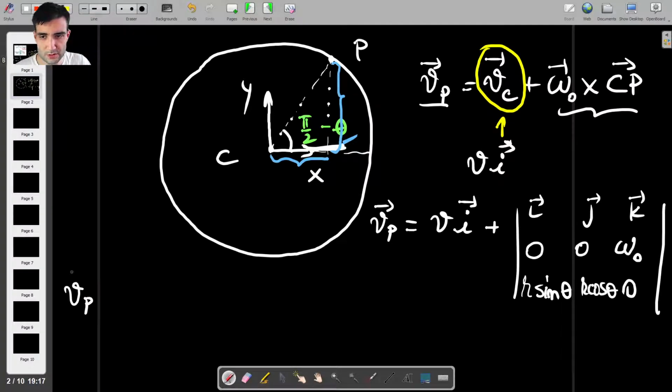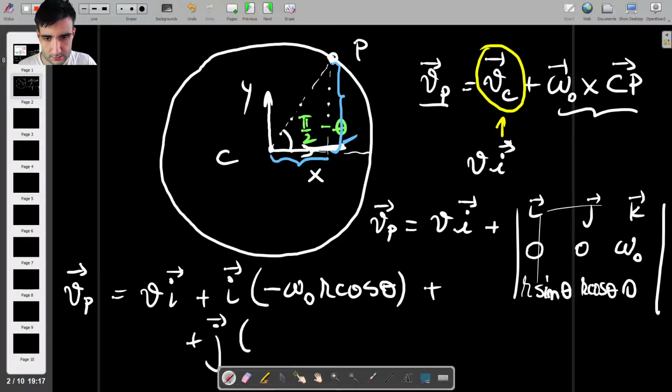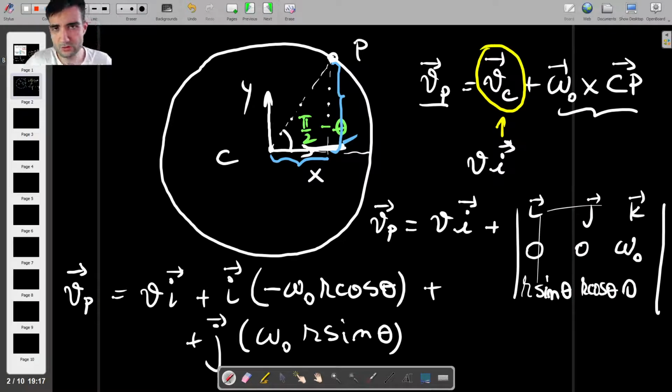So we've got the velocity of point P, of this point on the edge, is V i plus, and then let's see what the determinant gives us. So we've got i times minus omega 0 r cos theta, and then plus j times omega 0 r sine theta. Okay, so we're almost there.